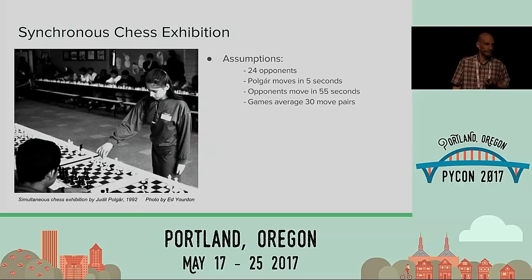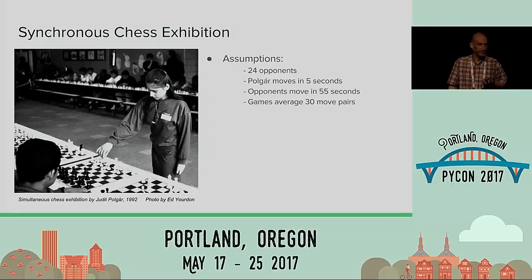And Judith Polgar, she's pretty good, right? So she's going to come up with a move on average in 5 seconds. And the opponents are going to take 55 seconds, so we get a round minute for a pair of moves. And let's say that for the average game, there are 30 moves, which is a short game, but she's going to cream everyone, so it's going to be a short game anyway for most of them or all.